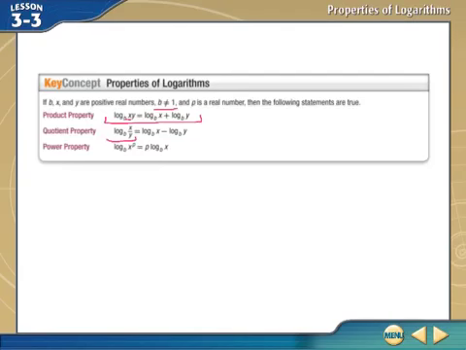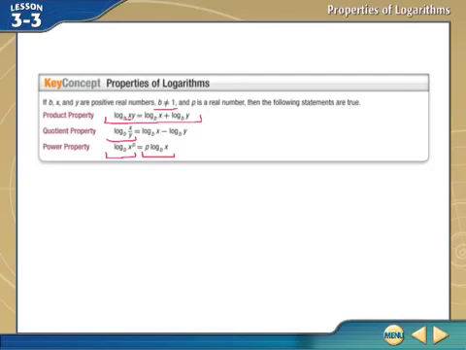Our power property states that if we have a logarithm base b of some input raised to a power of p, so we have log base b of x to the p power, you can then take that exponent and bring it out in front of the logarithm and multiply the logarithm by whatever your exponent p is. That is called the power property. Now, the same thing can be said for each of these properties. These properties can be used to condense or combine logarithms.